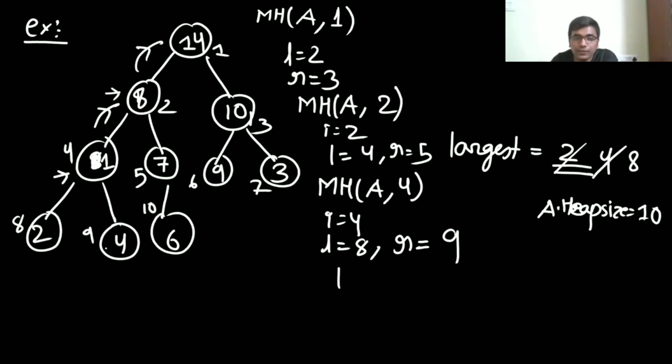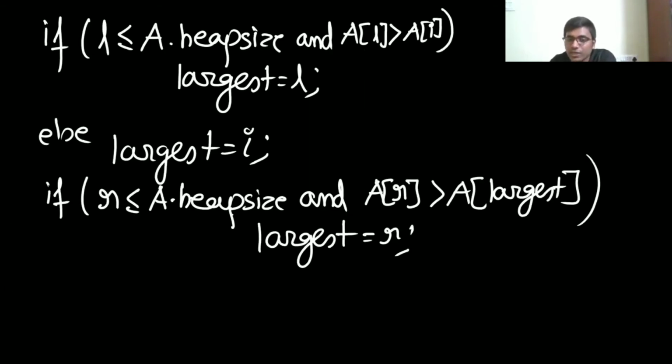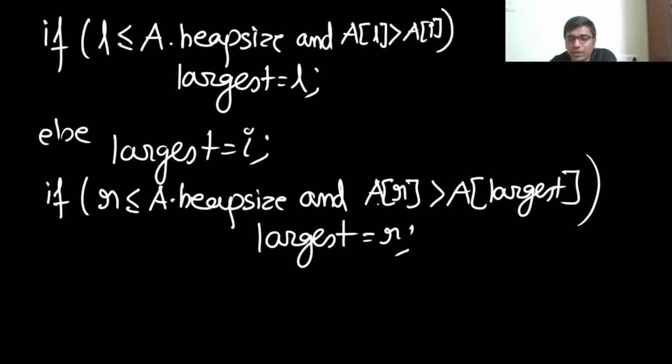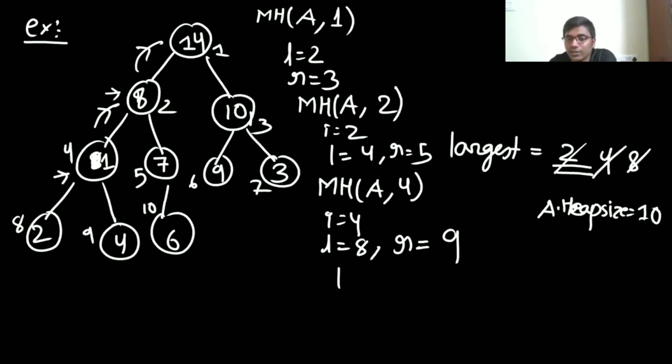Now we will check this. If R is smaller than A dot heap size, yes, because A heap size is 10. So 9 is smaller than that. And now we will check whether A right is greater than the largest index element. So A8 is 2 and A right is 4. Now the right child is the largest element. So now AR is greater than A largest. So largest is going to R. So R is 9, or largest is going to 9.